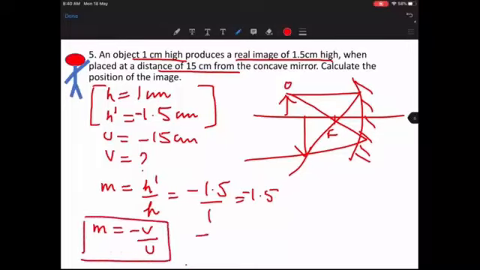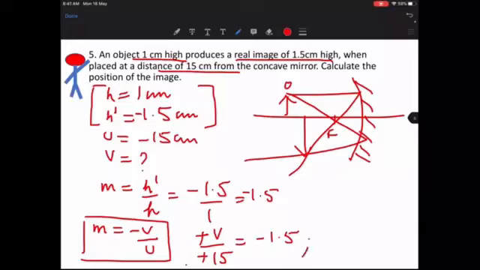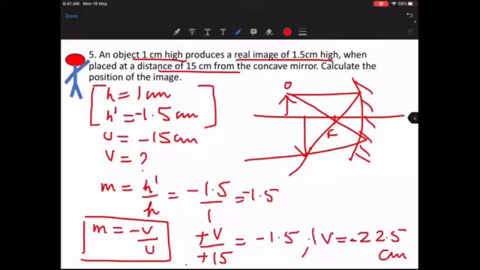So what you have to do is minus, what is your V? You do not know, upon, what is your U? Your U is minus 15 upon minus 1.5. Okay, so this minus minus gets cancelled. So if you calculate, you will get V is equal to 15 into 15, which is 225. So you will get 22.5 centimeter, but it will be minus.